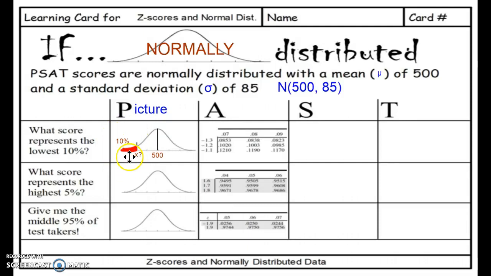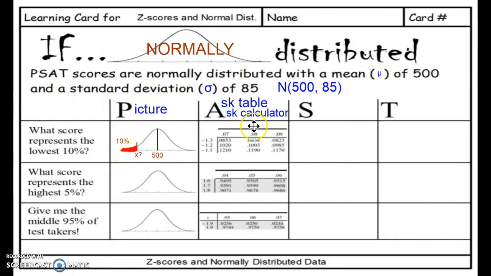In order to do this, there are a couple of different things I could do, and this leads us to step number 2 in order to find this X. And that is A, which is ask the table or ask the calculator. What I'm asking the table or the calculator to give me is a value for my z-score, so that if I can find the z-score, I can then plug in 500 for my mean, 85 for my standard deviation, plug the z-score value into the formula as well, and then I can solve for X.